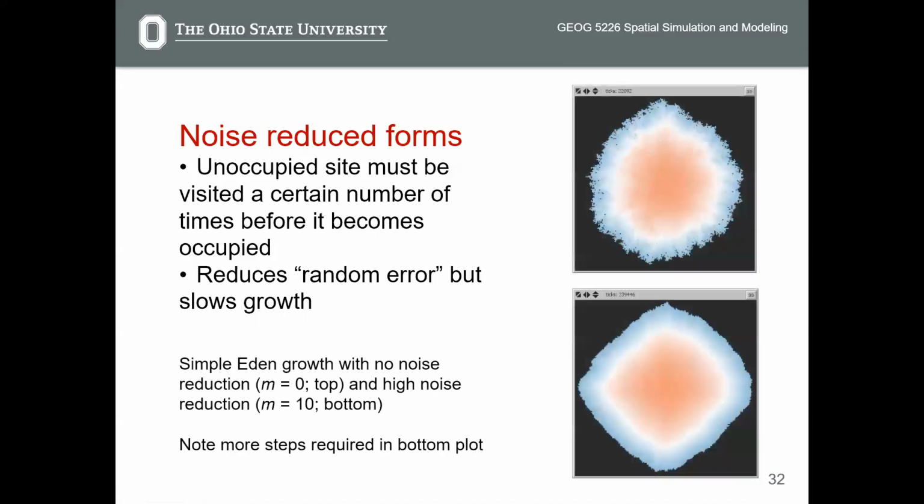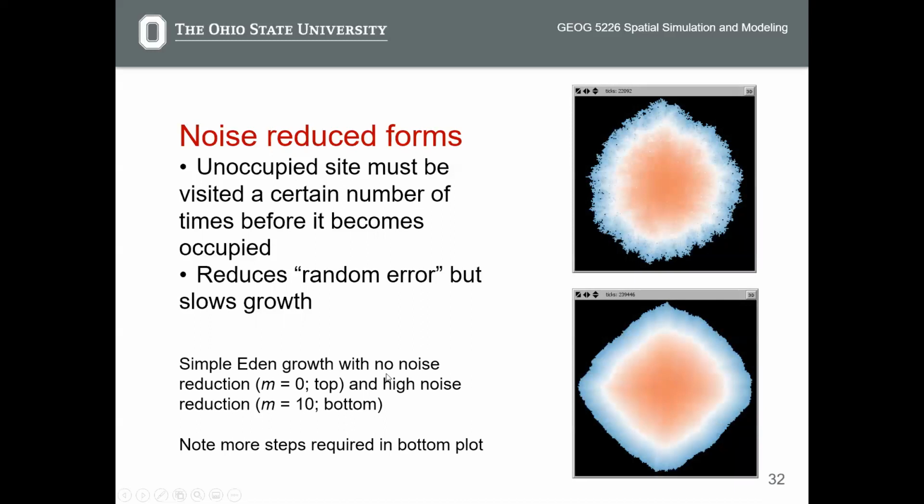Okay. So here, simple Eden growth with no noise reduction. The number of revisits is 0 here, right? There is no noise reduction. So M is the number of visiting times before occupying a specific site, right? So this is the spatial pattern. And when you change this M value from 0 to 10, which means that before occupying a specific site, you need to revisit this site 10 times. So this is the result.